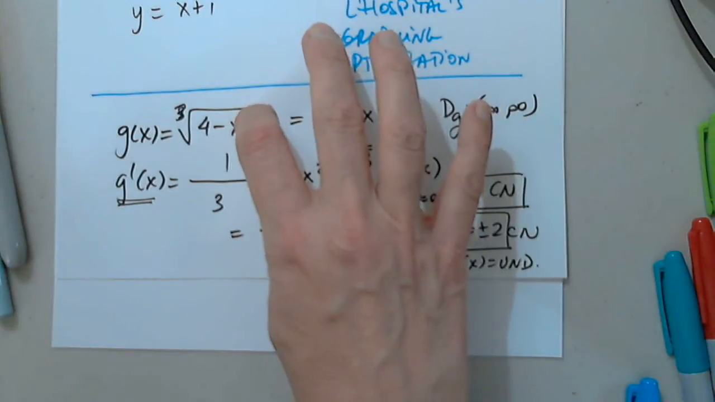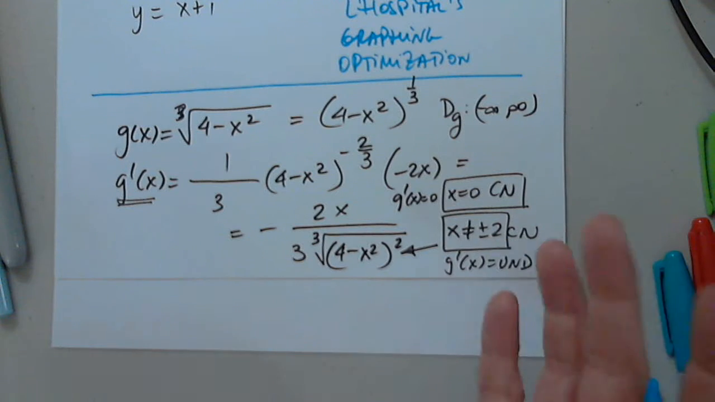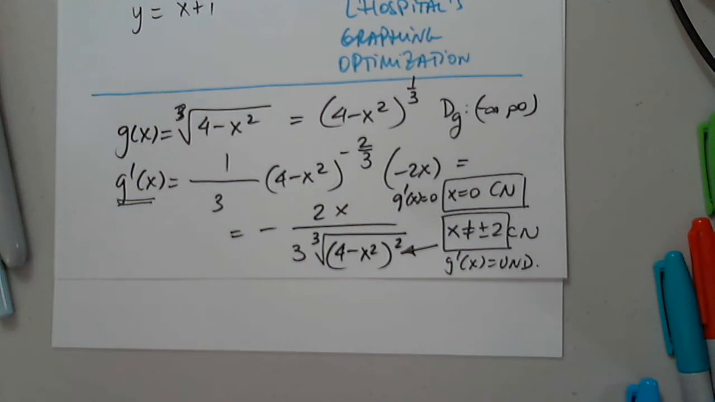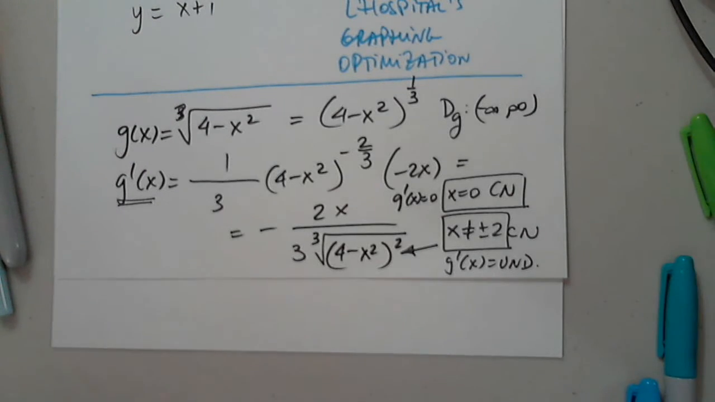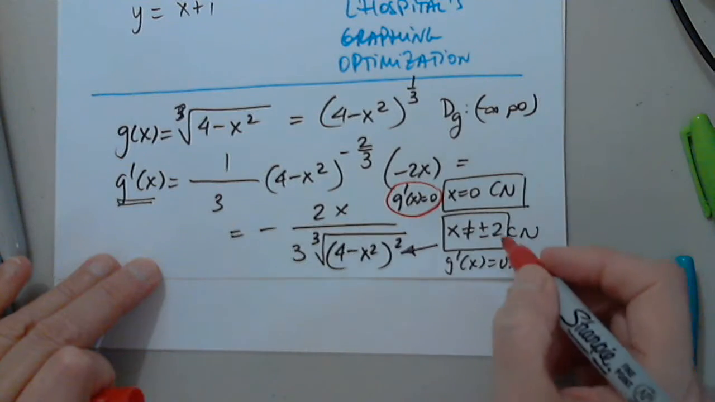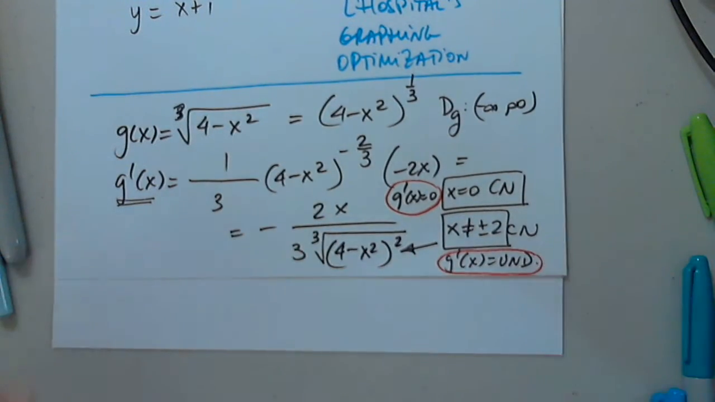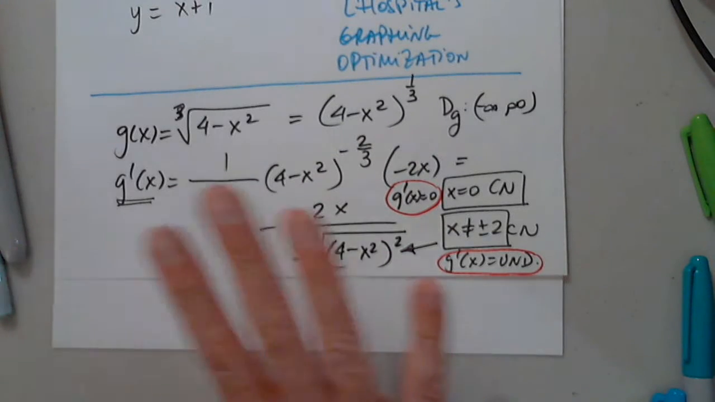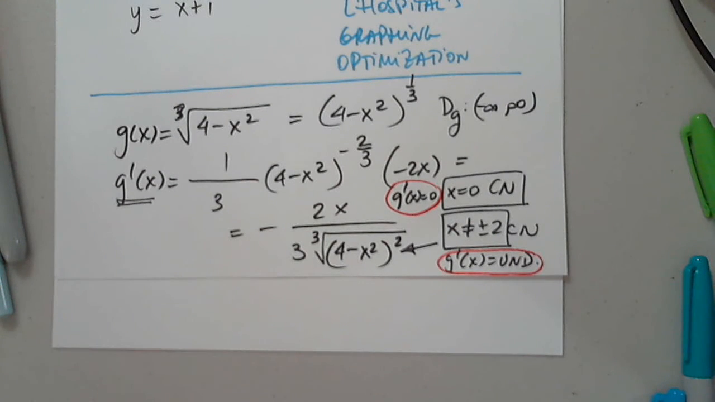If the function is undefined at positive or negative 2, of course, they're not critical numbers. But the function is defined at 2 or negative 2, but the derivative is not. So remember, there are two possible sources of critical numbers: one from g prime being 0 and the other one from g prime being undefined. So the discussion about critical numbers stops here.